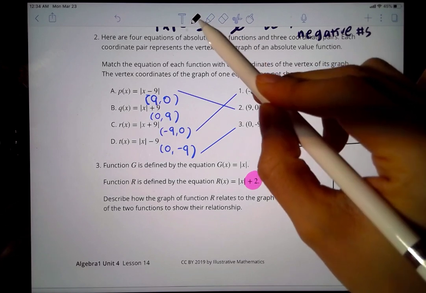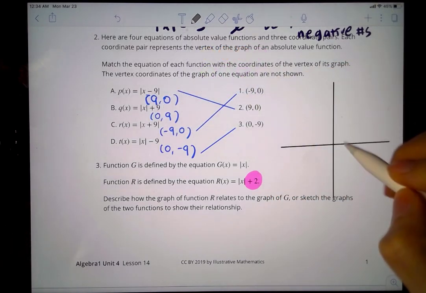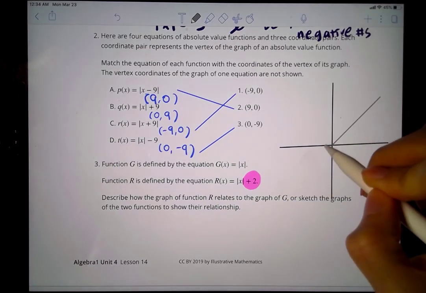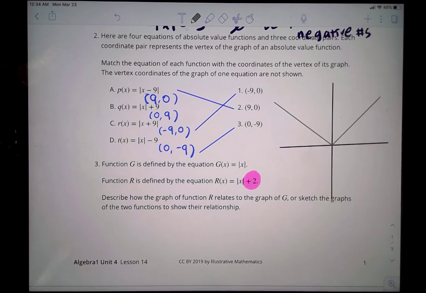So let's draw our first one. I'm going to use gray for that. So the absolute value of x looks like this. Right? So it looks like this. That's my absolute value of x.